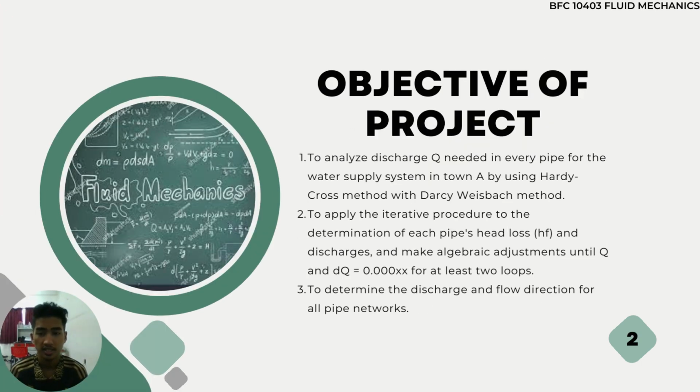Next is the objective of the project. Firstly, to analyze the discharge Q needed in every pipe for the water supply system in town A by using the Hardy-Cross method with the Darcy-Weisbach method. Second, to apply the iterative procedure to the determination of each pipe's head loss and discharge and make algebraic adjustment until Q and dq equal 0.00 for at least two loops. Third, to determine the discharge and flow direction for all pipe networks.